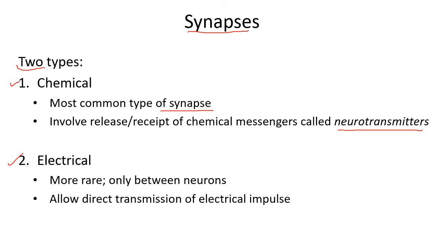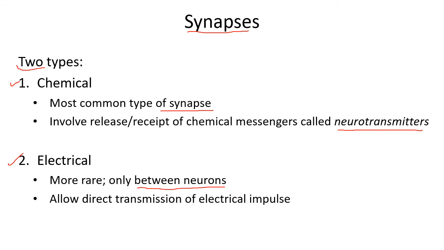The electrical synapse mentioned before, right? So very rare, mostly just in the developing fetus, and that's where we have this kind of direct between neuron transmission. So it's that kind of direct transmission.